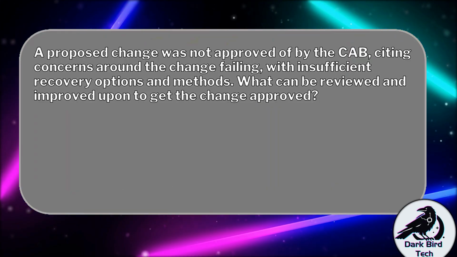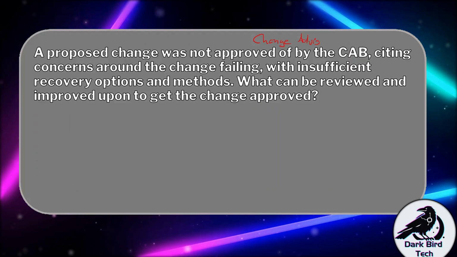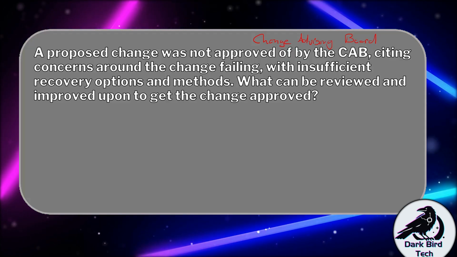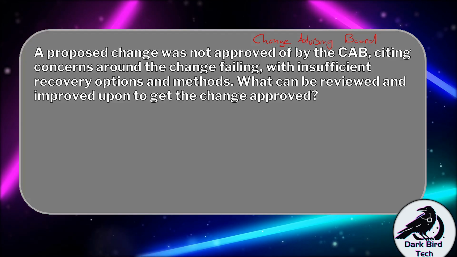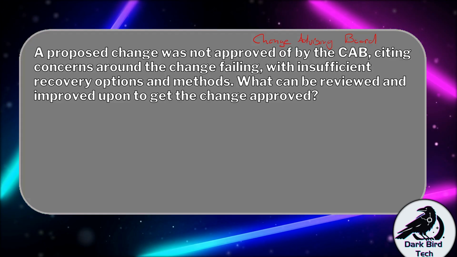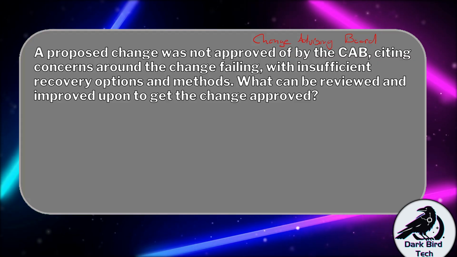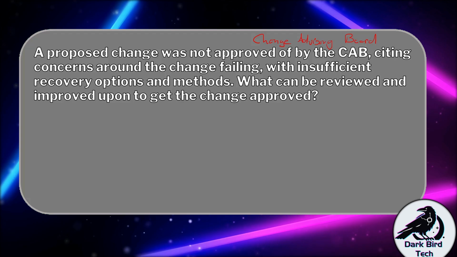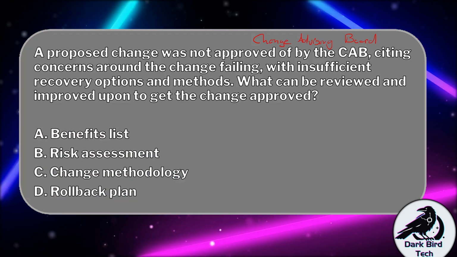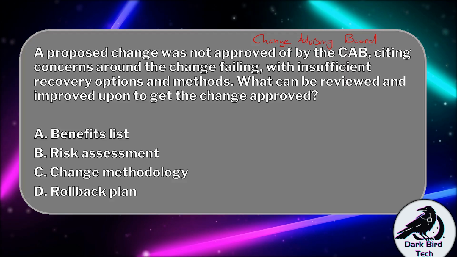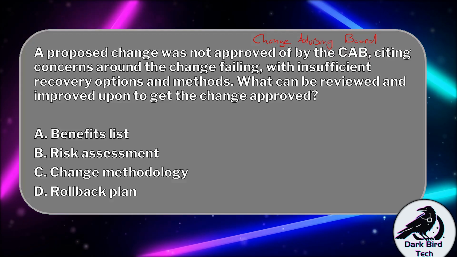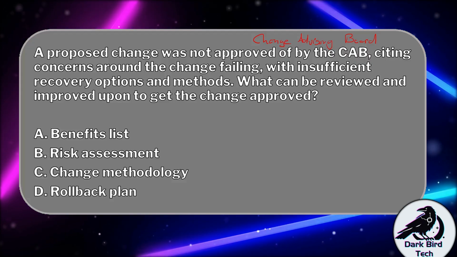A proposed change was not approved of by the CAB, the Change Advisory Board, the people that decide whether a change is approved or not. Okay, going back to the question. Citing concerns around the change failing with insufficient recovery options and methods. What can be reviewed and improved upon to get the change approved? This should be interesting. Our options are A, the benefits list. That's assuming you even do a benefits list in your change proposals. B, the risk assessment. C, the change methodology. Or D, the rollback plan.